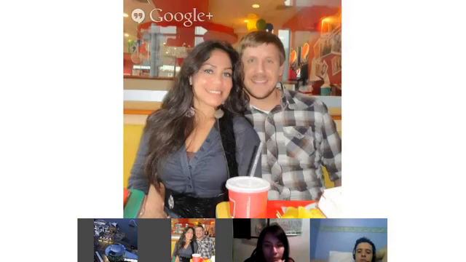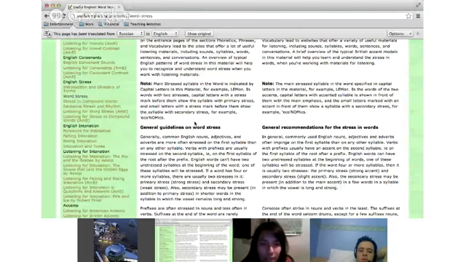Very good, thank you. Helen, let me have you continue. Please read the note. Note: the main stressed syllable in the word is indicated by capital letters in this material. For example, lemon. In words with two stresses, capital letters with a stress mark before them show the syllable with primary stress, and small letters with a stress mark before them show the syllable with secondary stress. For example, economics. All right, thank you very much.